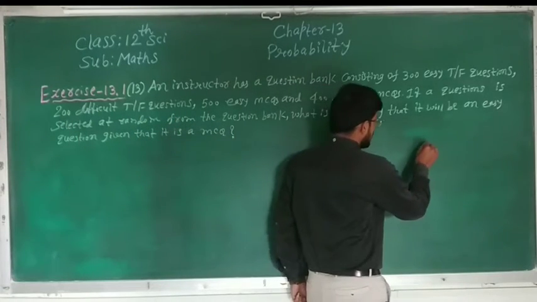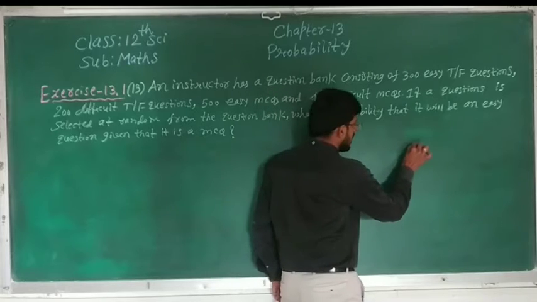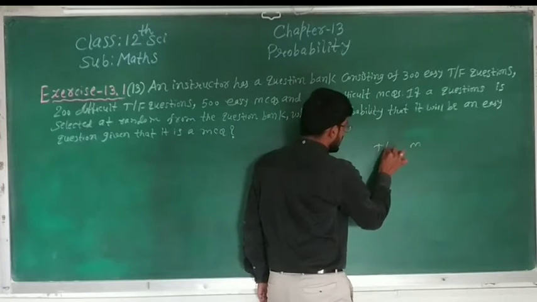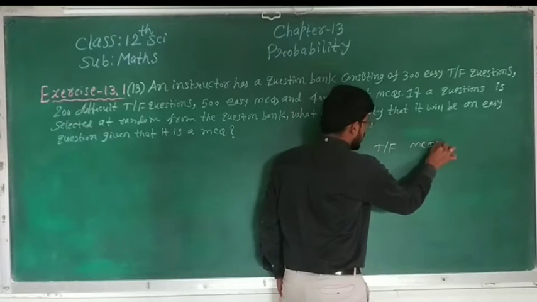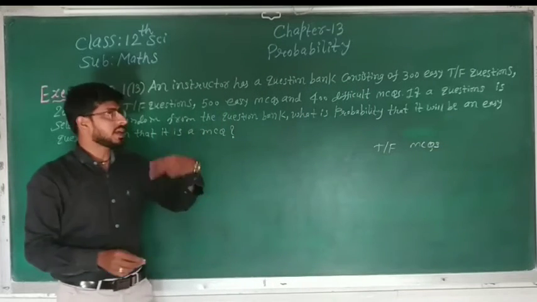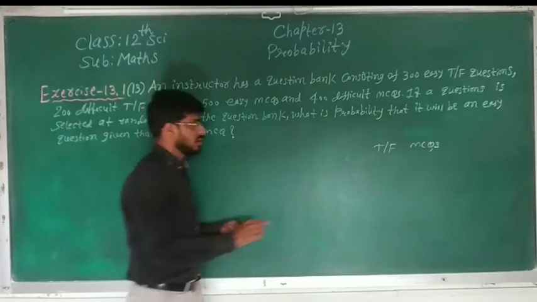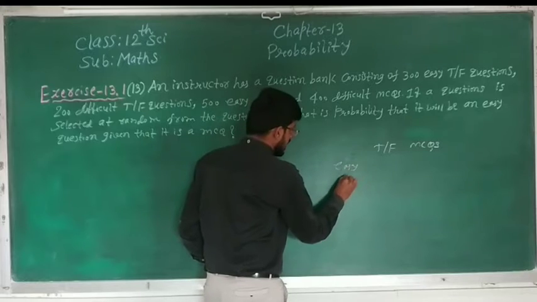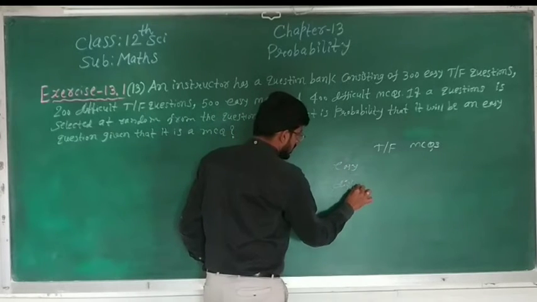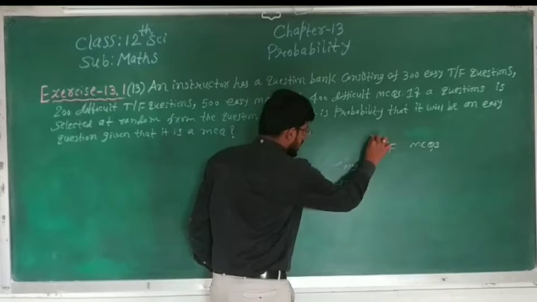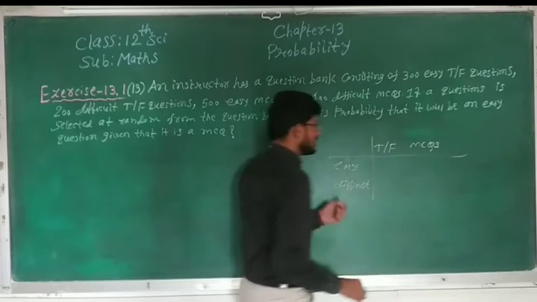Okay. So for second place, write down one table. So first question is true false and second one is MCQs. And there are two types of questions, easy as well as difficult. So here write down easy questions and difficult. Okay. So see, now from the question, fill up this given table.